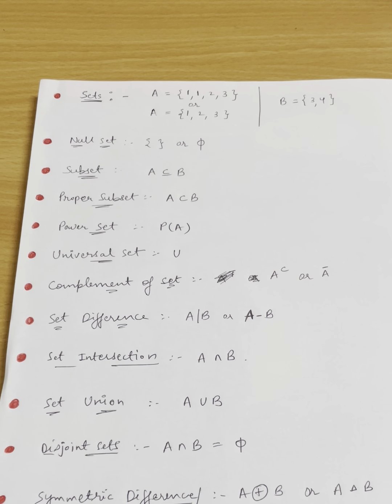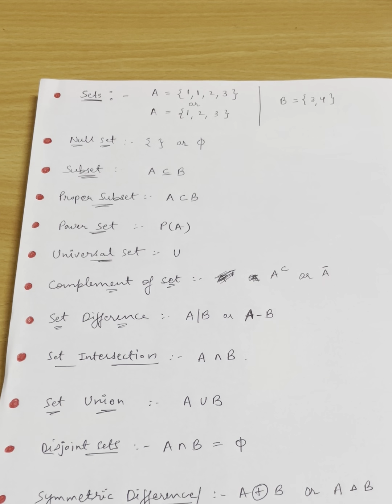Now the second one is the null set. Null set is also called the empty set, meaning khali. So no element is present in the set. It is simply represented by curly braces or we can say phi. So this is the null set.